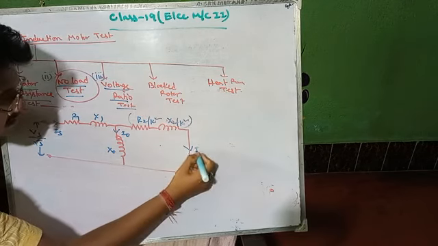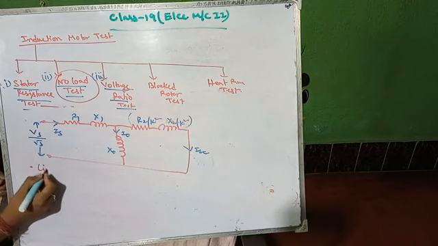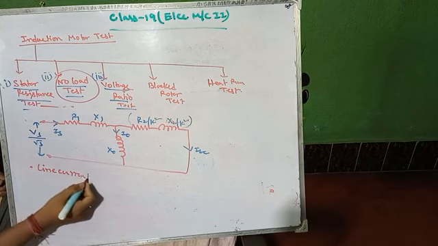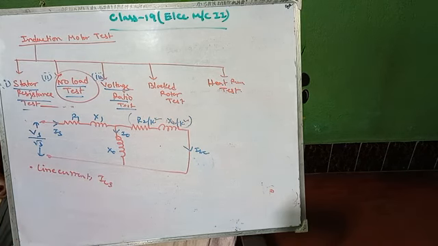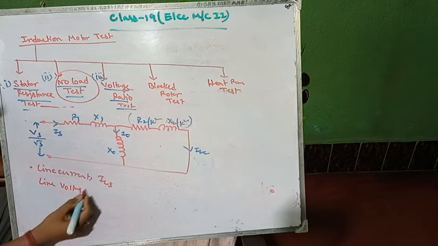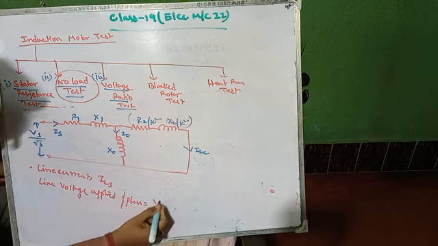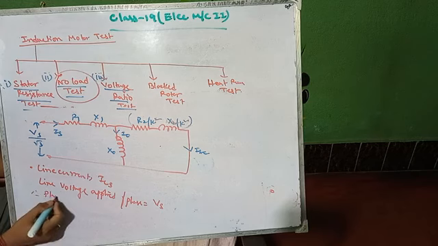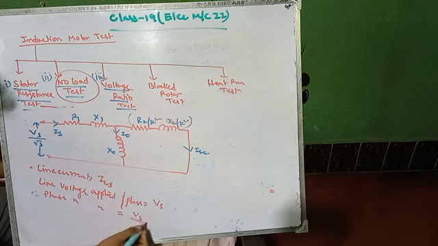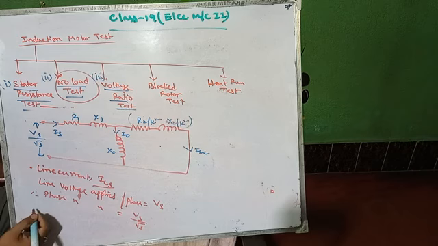And this is the short circuit, that is, the current ISC is flowing. First you have to write the line current. Line current equals ILS. In the short circuit test, the line voltage applied is Vs. Therefore the phase voltage applied equals Vs by root 3, and the line current is ILS and the phase current is also ILS.